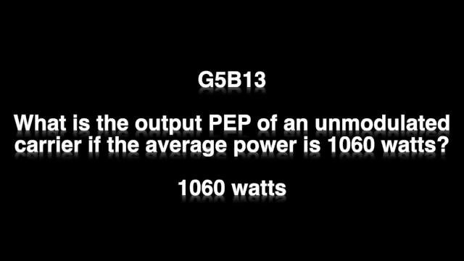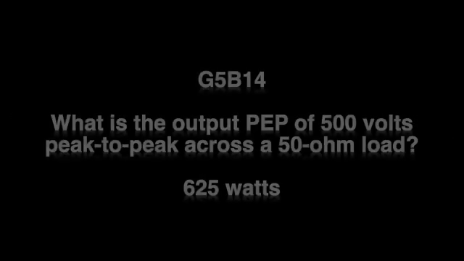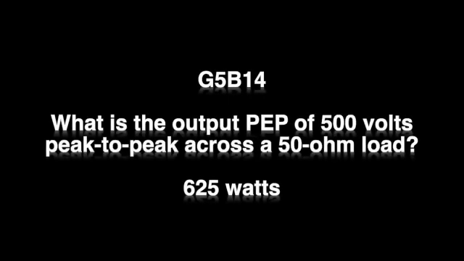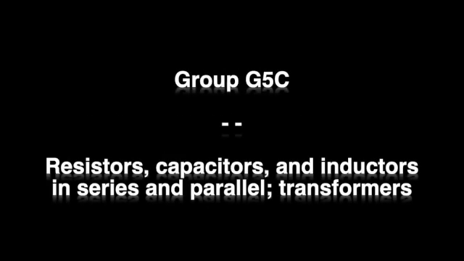G5B13. What is the output PEP of an unmodulated carrier if the average power is 1060 watts? 1060 watts. G5B14. What is the output PEP of 500 volts peak to peak across a 50 ohm load? 625 watts. Group G5C: resistors, capacitors, and inductors in series and parallel, transformers.